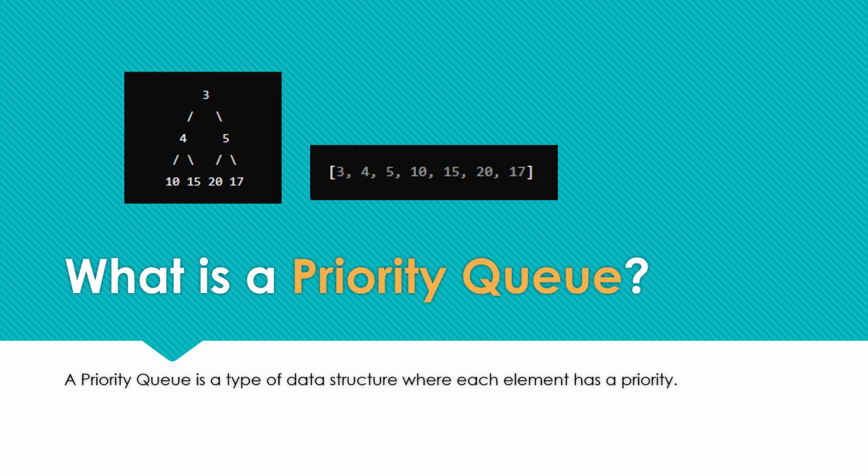What is a priority queue? A priority queue is a type of data structure where each element has a priority. Elements are served based on their priority, with the smallest element, in our case, served first. We will use a min-heap to implement this.